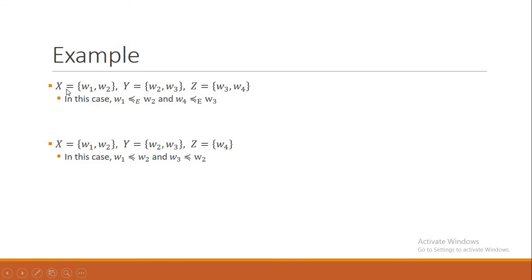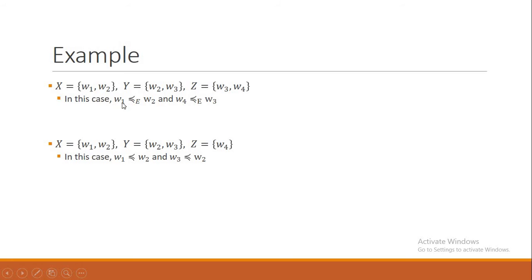Well, only X has W1, but X also has W2. So this satisfies our definition. So W2 is more plausible or as plausible as W1, but not the other way around.